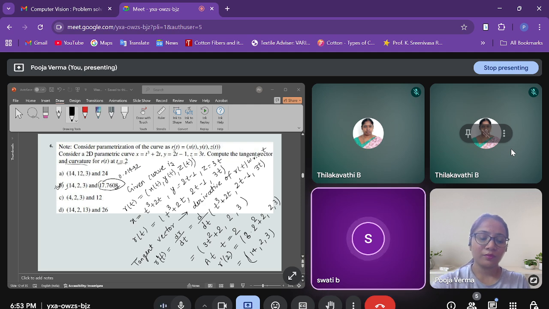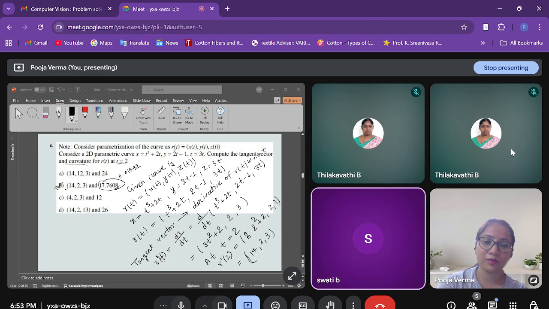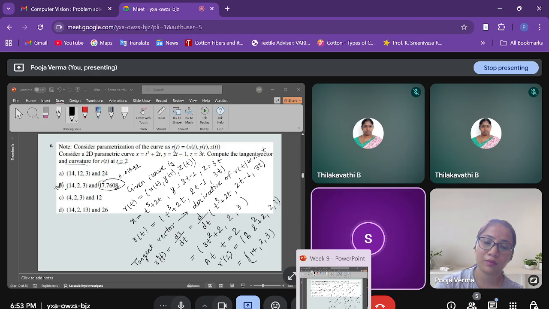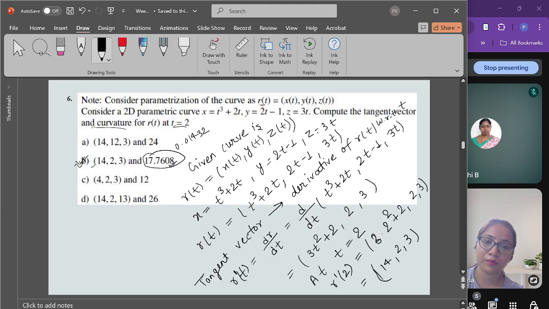Hello, ma'am. I want to know, if I want to remember this formula, how can I remember it? What is the reason due to which it is formulated like this? First derivative multiplied by second derivative, and then we take the mod of that value.